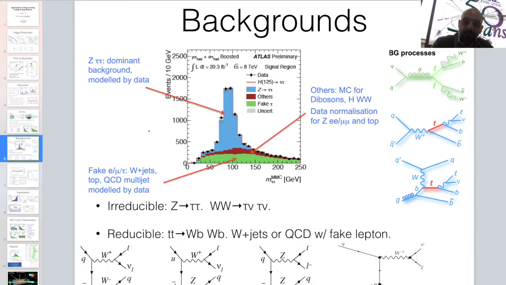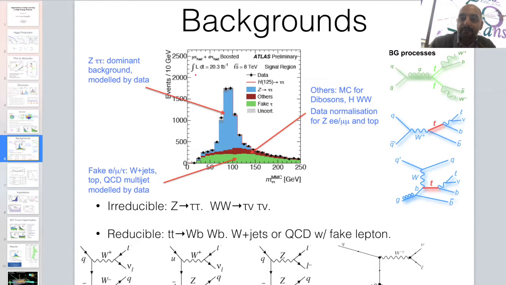And there are reducible backgrounds, in the sense that they are due to some mistake, where you have misidentified some object as a tau, or misidentified a jet as a tau, or misidentified a jet as another type of lepton. These are reducible in the sense that if you did a better job of distinguishing the lepton or the tau, you could reduce this type of background. So it is reducible if you make a better detector or have a more clever detection mechanism. Irreducible means that there's really nothing you can do. It's really the same final state. Okay. So those are the backgrounds.